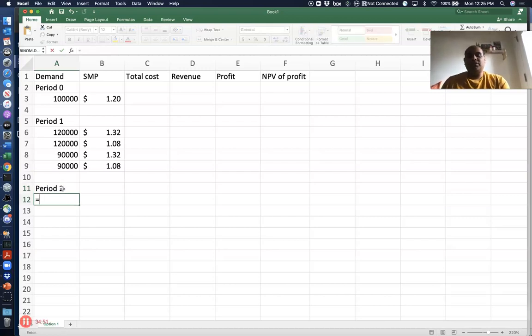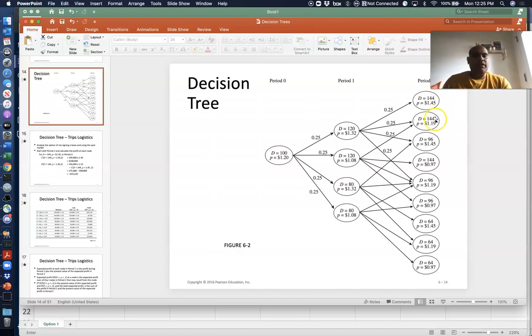So if you go back to the decision tree, you'll always notice that there are three possibilities of demand going up and three possibilities of prices which get cycled around. So 144, 144, 144, 96, 96, 96, and 64, 64, 64 for demand. Then 145, 119, and 97 cents for spot market price. So what I'm going to do is I'm going to write these in order.